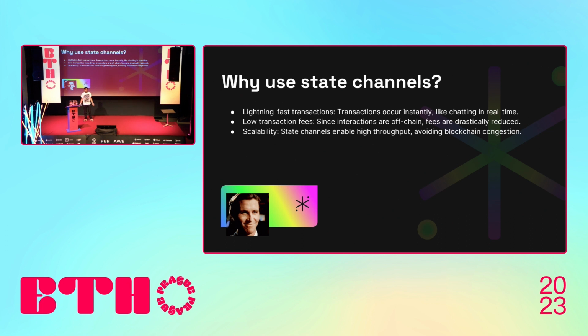So why use state channels? It's a layer 2 optimization technique. It allows for lightning fast transactions, mainly because you do the transactions off-chain. You don't have to wait for the block to be mined and then reflect on the main chain. You can do everything off-chain. It has low transaction fees compared to mainnet. I will show you later what fees we were getting off-chain compared to the main chain.